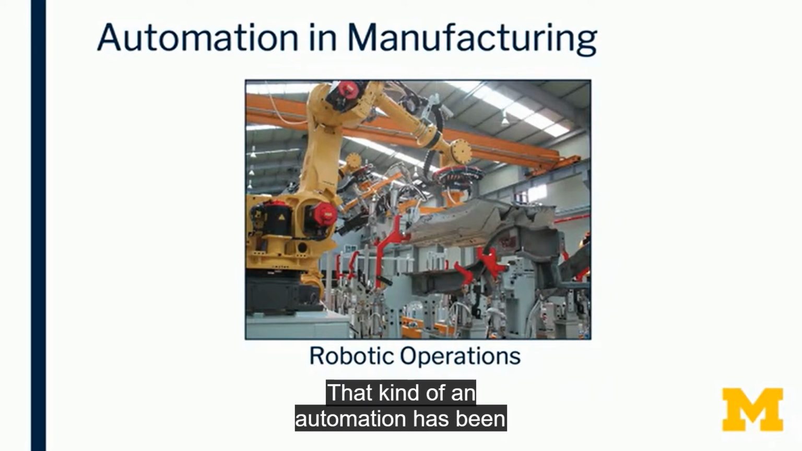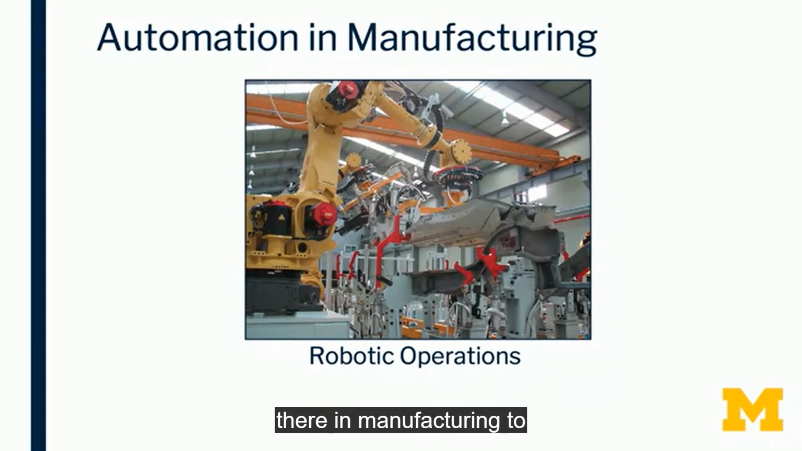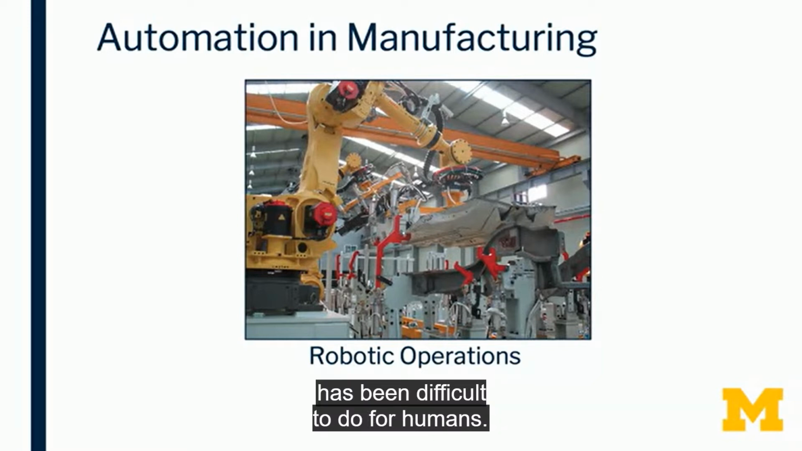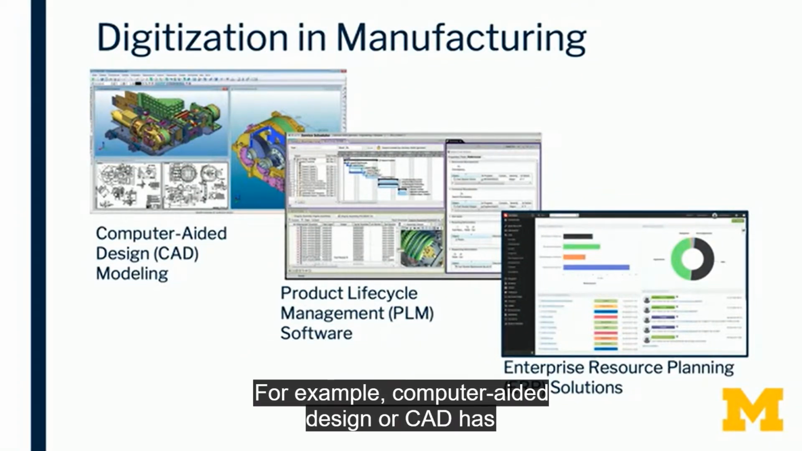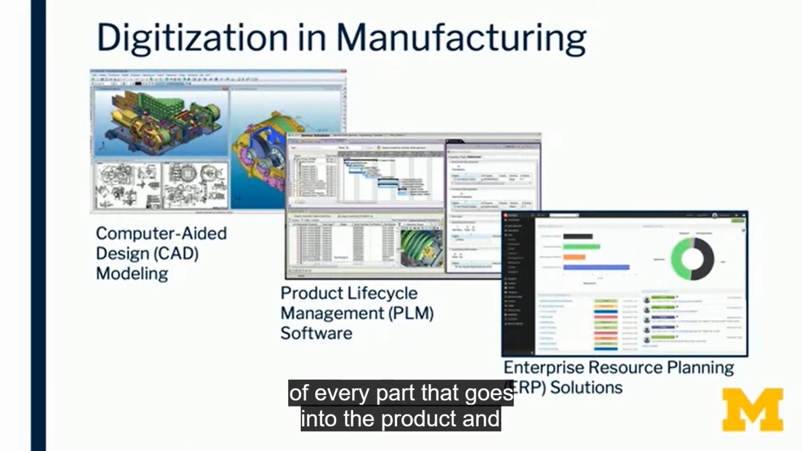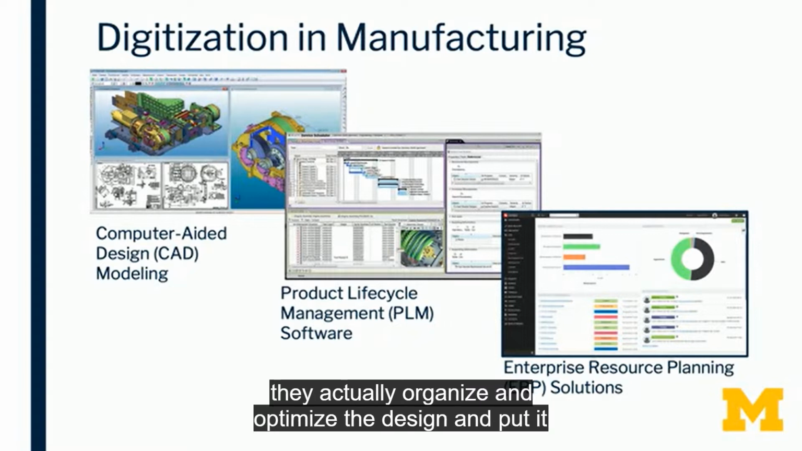And so that kind of automation has been there in manufacturing, to replace tasks that have been difficult for humans. Digitization has also been there in the process and various other ways in manufacturing for many years now. For example, computer-aided design, or CAD, has been used by manufacturers for more than 20 years, where they capture the digital information of every part that goes into the product, and they organize and optimize the design and put it together.